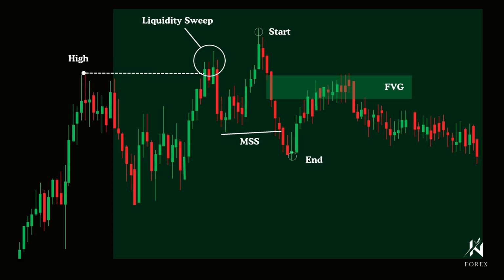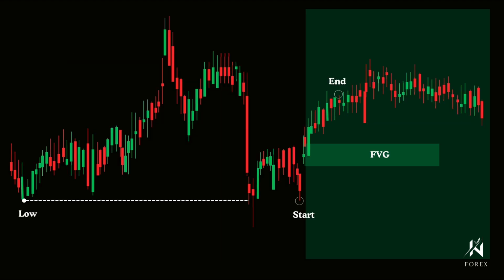But when we apply the Fibonacci retracement tool, it becomes clear that only this specific gap falls within the premium zone of the range, making it the only one we're interested in trading. Let's move on to the following day. We have another ideal setup here.